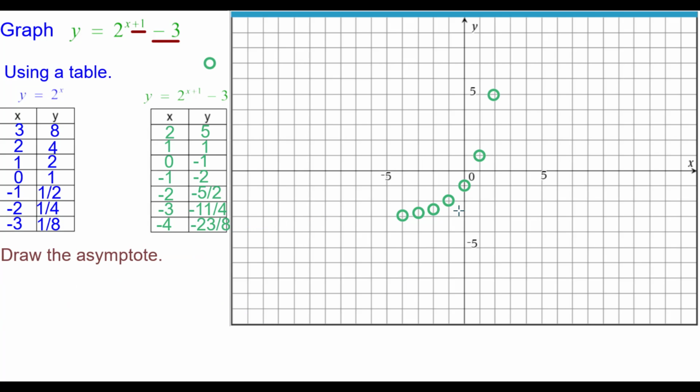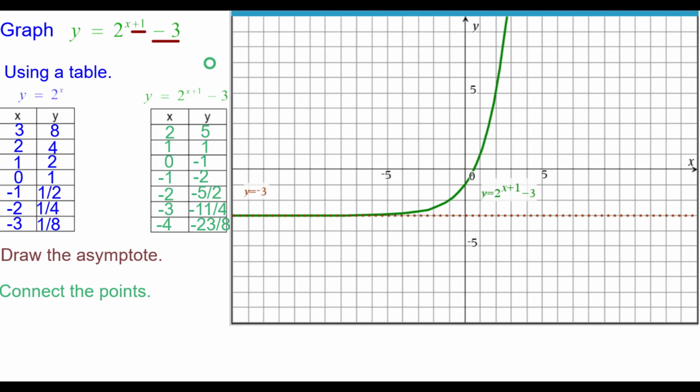Draw the asymptote. You can see it's kind of leveling off here at the line y equals negative 3. And we can connect the points and get that easy chair look and compare it to the parent function.